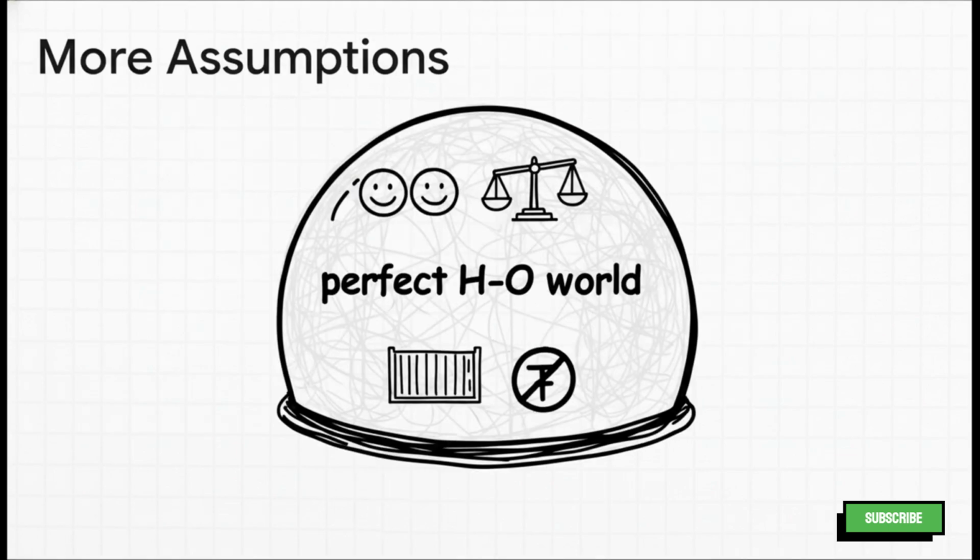And we're not done simplifying just yet. In this model world, people in both countries like the same stuff, the markets are perfectly competitive, and there are zero barriers to trade, so no shipping costs, no tariffs, nothing. And look, obviously the real world is way messier than this, right? But that's kind of the whole point.